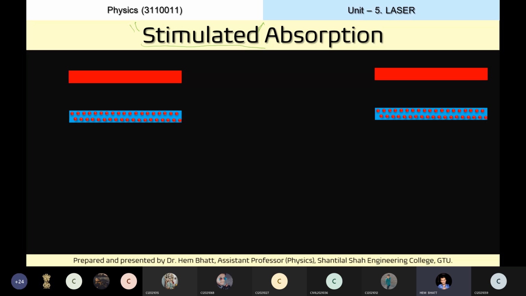Excited state is empty in both conditions. Some photons are shown here also. So let me label this as situation 1 and situation 2.